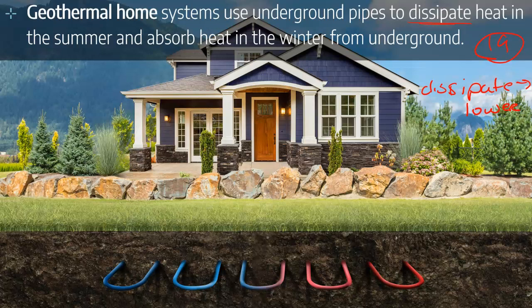Okay? So the ground itself stays a fairly constant temperature. It's about 55 degrees all the time underground. So it's cooler in the winter, it can be warmer than the air temperature in the summer. And then we're using this to actually heat the home.